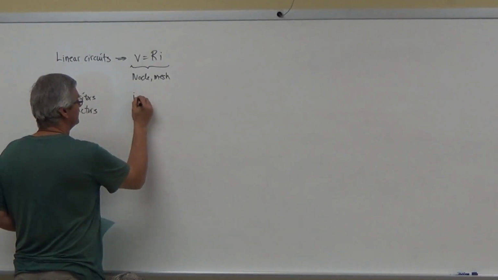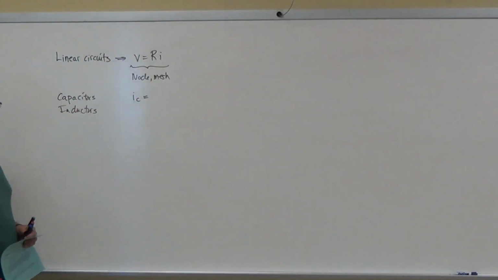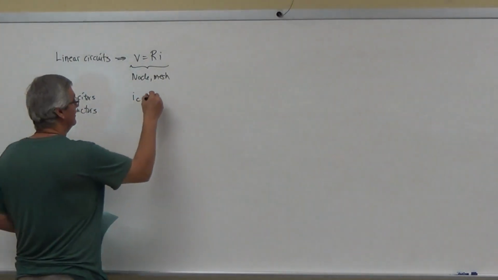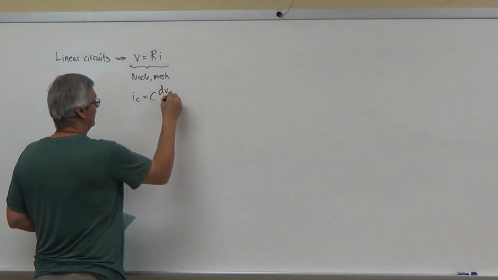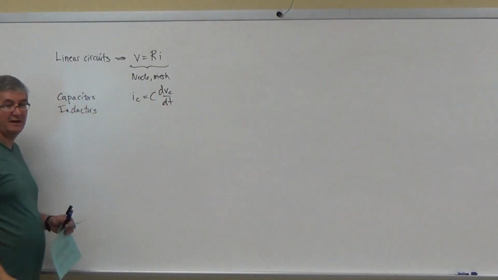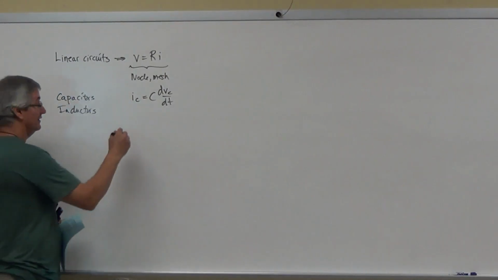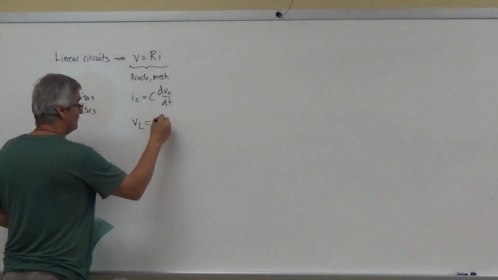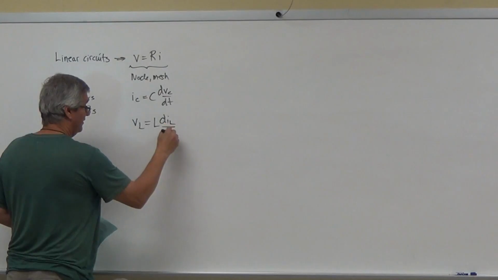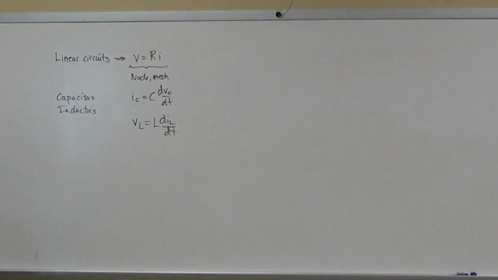I look at the current of the capacitor. Well, what's it equal to? What is that? It's a first order derivative. Uh-oh, no more mesh, no more node. And if you look at inductors, and you look at Faraday's law, you get that. No more node, no more mesh for inductors.